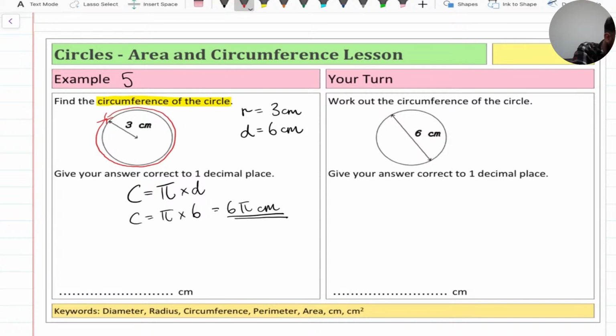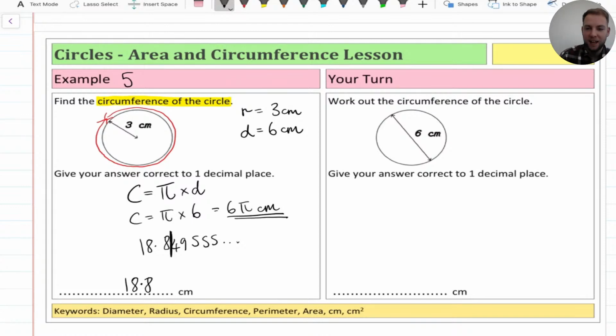Now they're asking it to 1 decimal place again, so let's type that in. So shift 6 pi is equal to 18.8. It was 18.849555 carrying on, so I'm rounding after there.